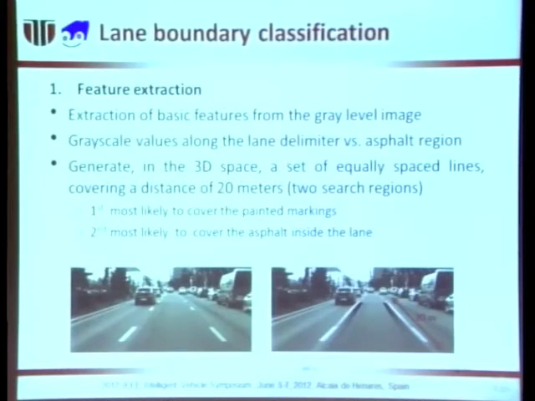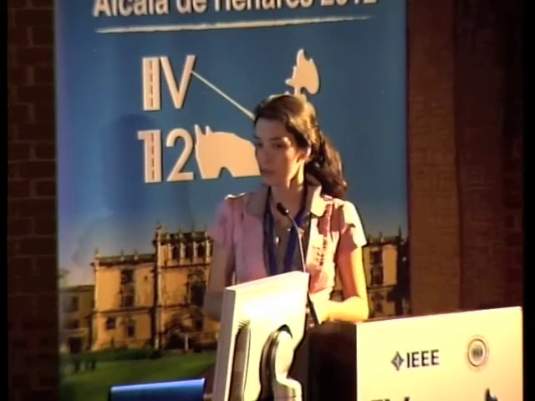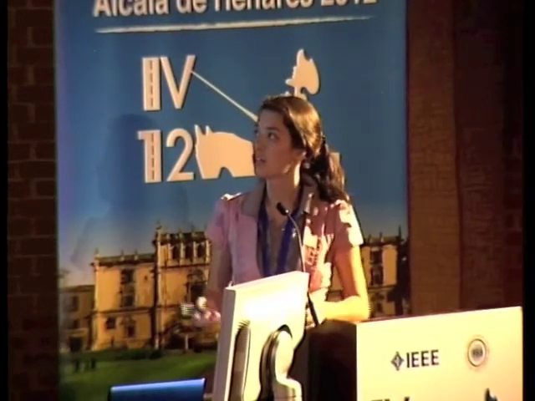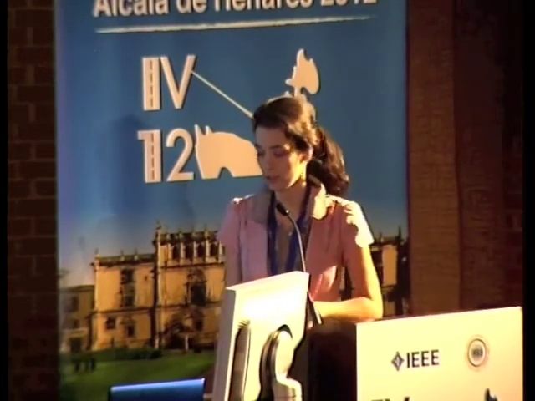Therefore, we generate in 3D space a set of equally spaced lines covering a distance of 20 meters. We can see these lines in the image in the bottom right, where in white we see the points covering the delimiter region and the gray points covering the asphalt region. So we generate these 2 search regions. The first one, in white, is the most likely to cover the painted marking, and the second one is most likely to cover the asphalt inside the region.